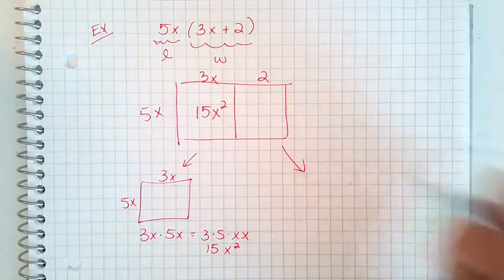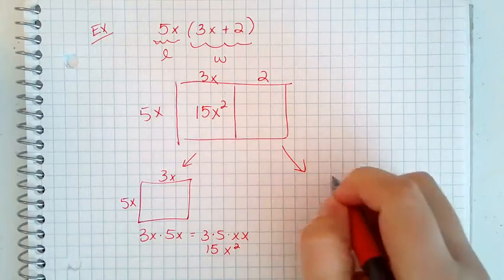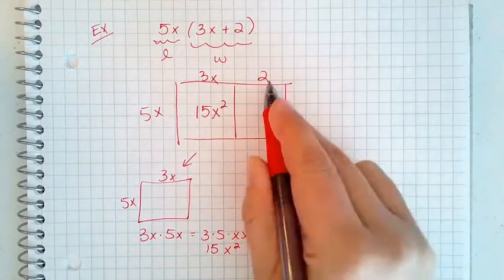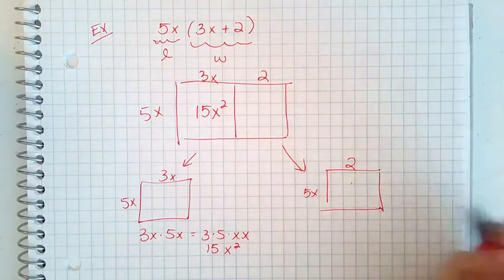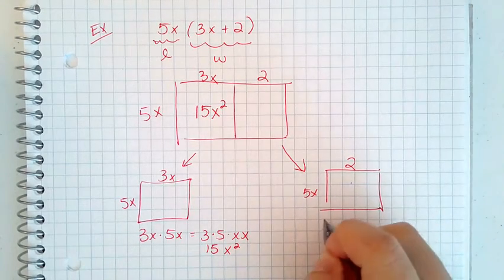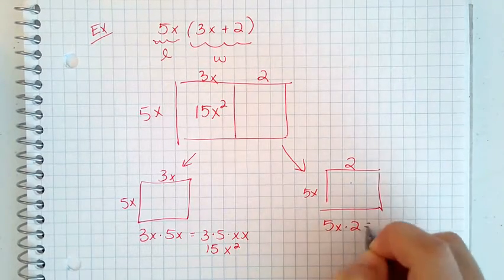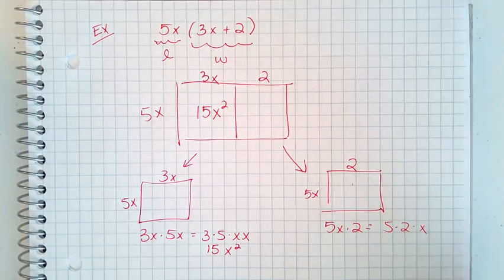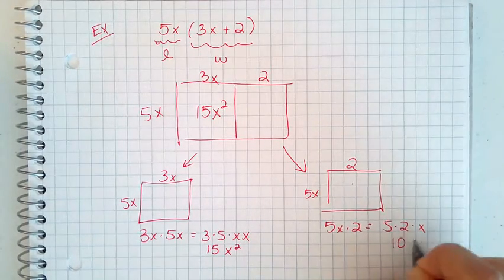Now, what's going in this box is the area of this rectangle. This length is still 5x, but this width is 2. And so to find the area, we get 5x times 2. We group the numbers, 5 times 2, and then we group the variables. So we get 10x.